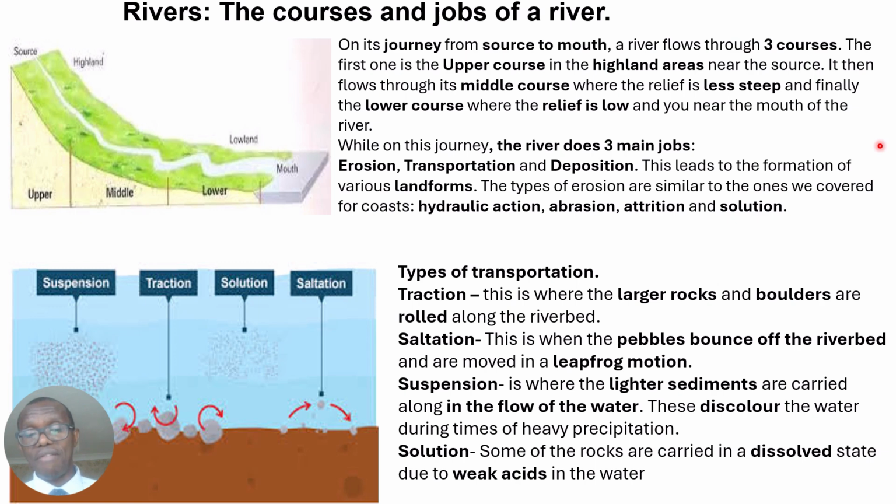Now, because they are heavy, they are going to be on the riverbed, and as the river flows along, the river water is likely to roll those boulders or large rocks along. So the flow of the water is causing them to roll along the riverbed here. Then we have saltation, which is the second type of transportation, and that is where smaller pebbles, so these ones down here, will bounce off the riverbed and keep moving along that particular course of that river.